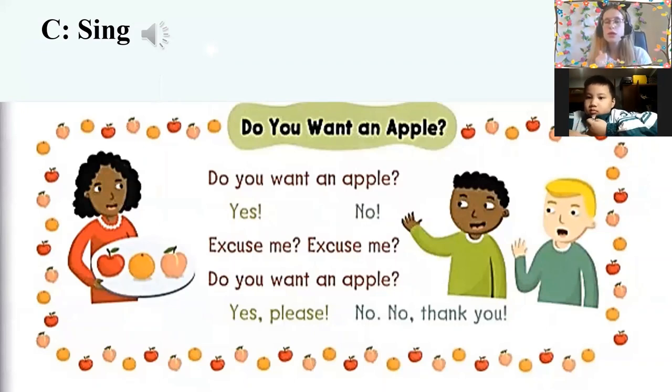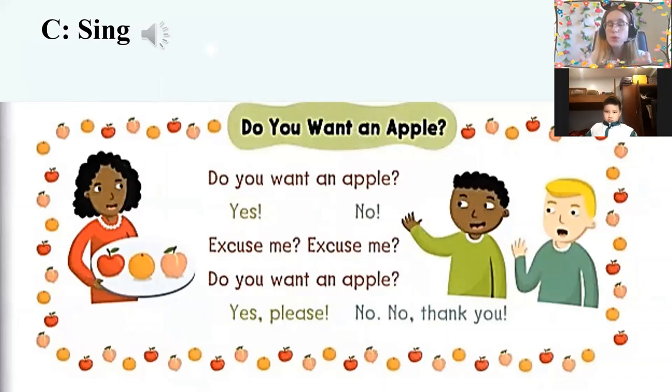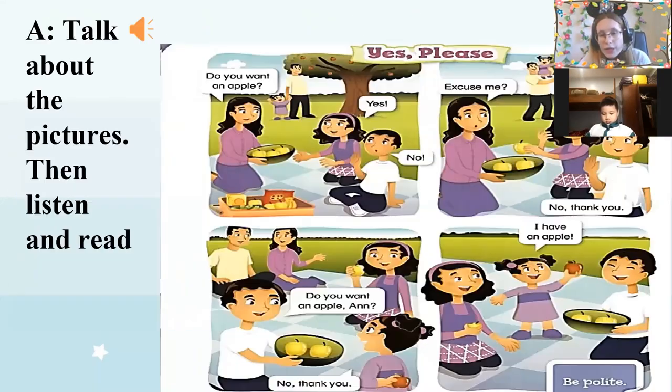Orange. Do you want an orange? Yes. No. Excuse me. Do you want an orange? Yes, please. No, thank you. Okay, Brian, look here at this picture.